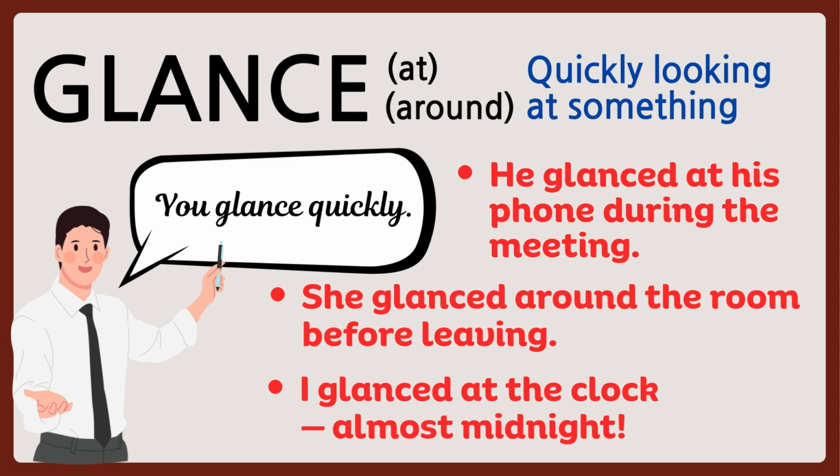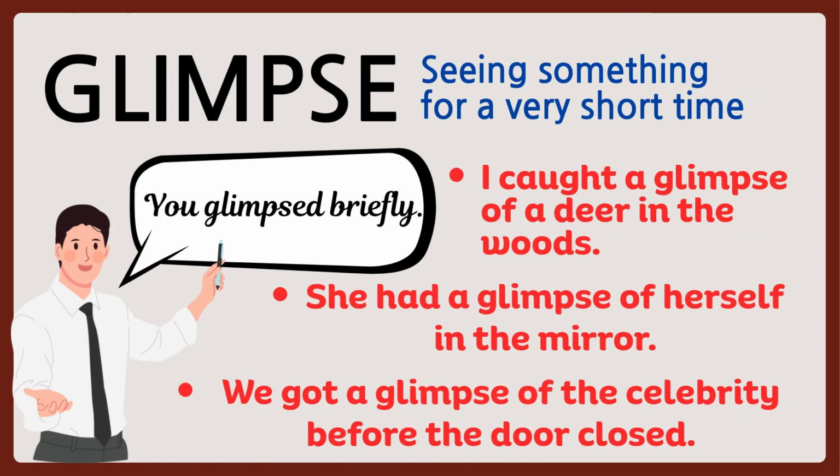So glance is all about speed and purpose. You look, but only for a moment. And finally, we have glimpse. A glimpse means to see something for just a moment, often by accident. It's sudden, brief, and usually followed by the preposition of.